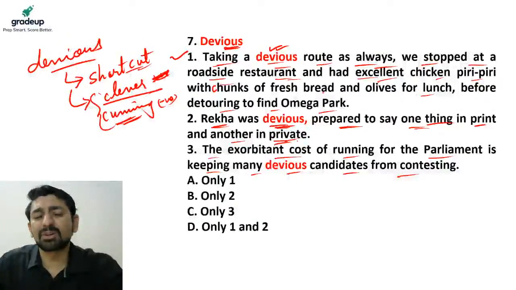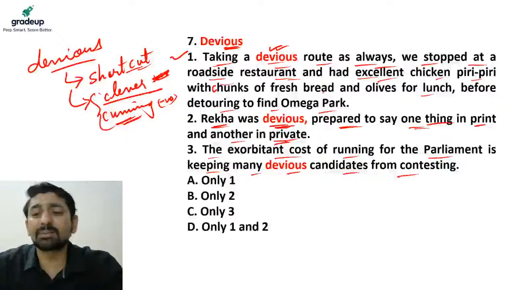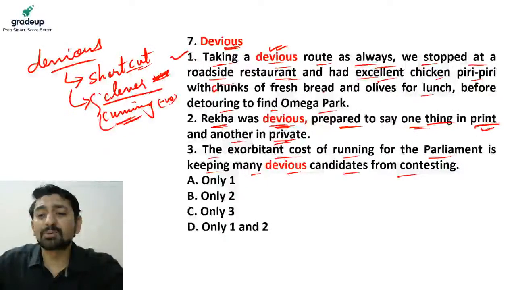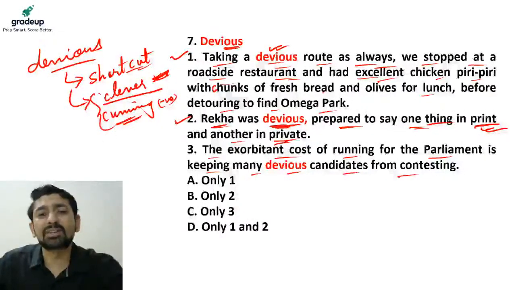Which means when she was alone, she used to say something else. And when she wasn't in print, she used to say. What does in print mean? Something which was written. She used to say something else. That's what it means. So second is also right. She was cunning or she was clever.